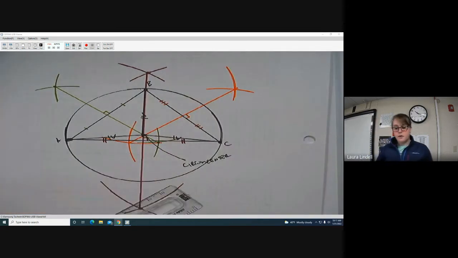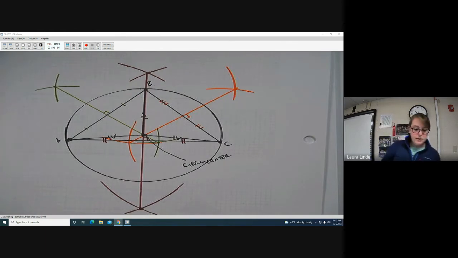Okay, so that's kind of the main idea with perpendicular bisectors and the circumcenter. And if we didn't quite pick up all of that, that's okay. We are going to continue on this theme and talk a little bit more about perpendicular bisectors and the circumcenter theorem and the perpendicular bisector theorem and all that good stuff.